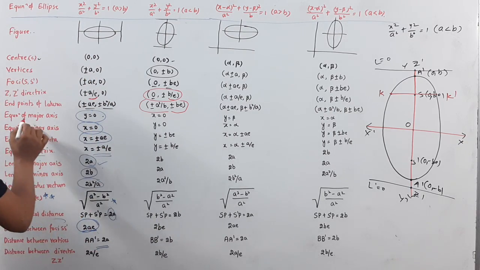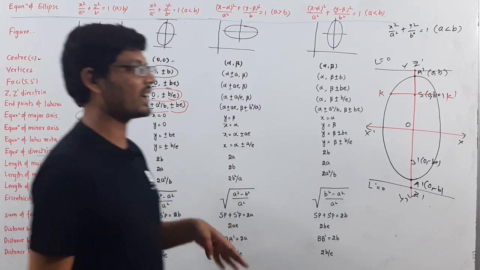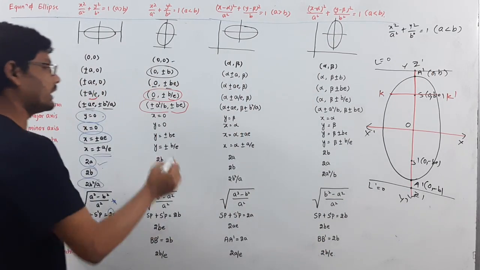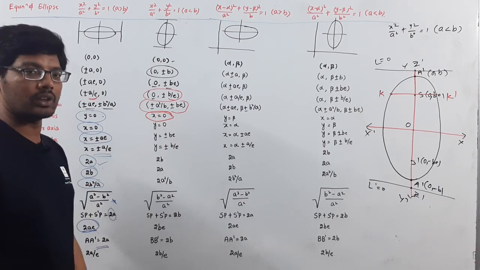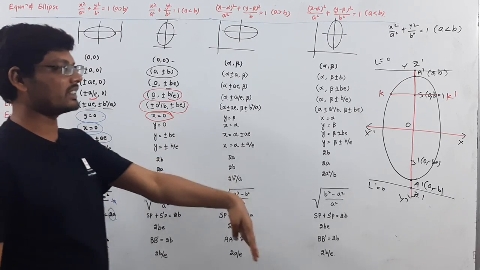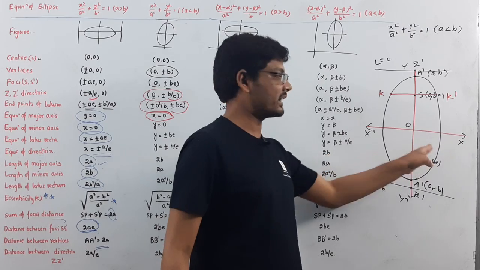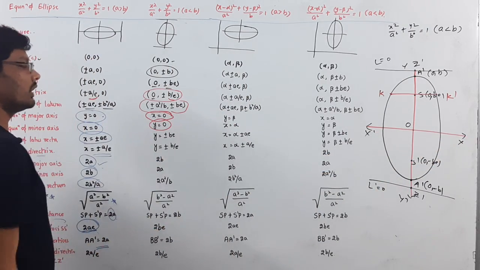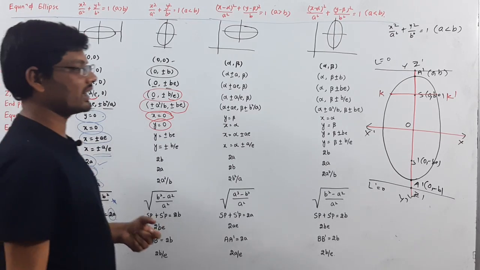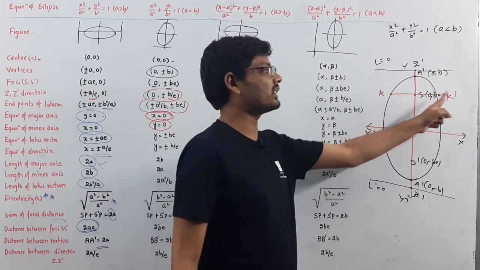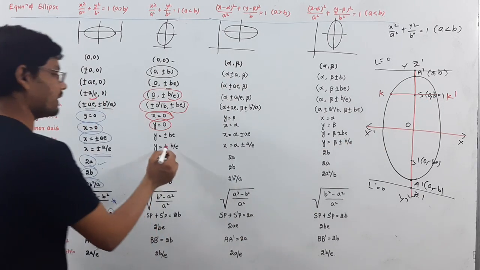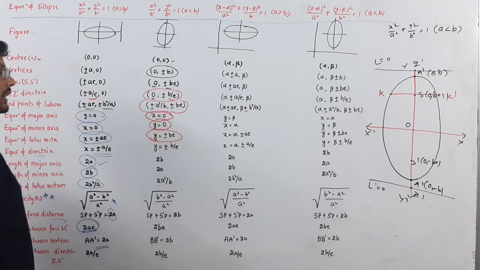And the next one, equation of the major axis. What is the major axis here? The y axis is called the major axis for this ellipse. So the equation will become x is equal to 0. And what is the minor axis here? The minor axis is nothing but the x axis. Then the equation will become y is equal to 0. And the equation of latus rectum, whose end points are here, will be y is equal to plus or minus BE.